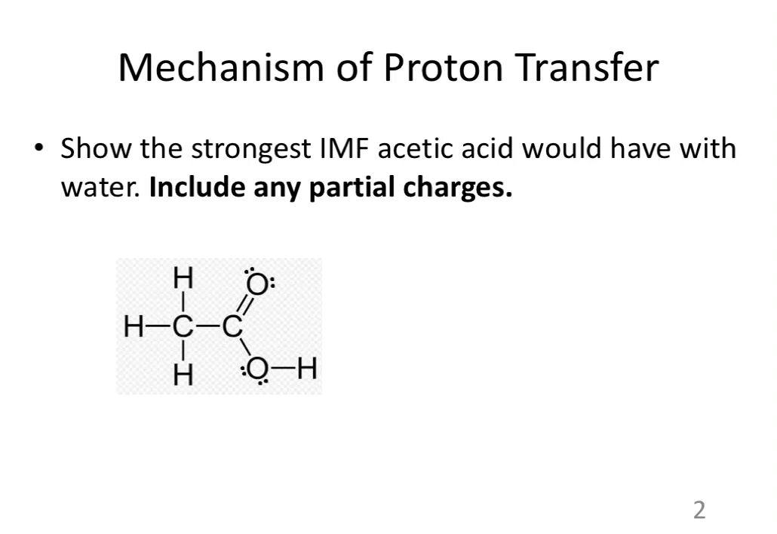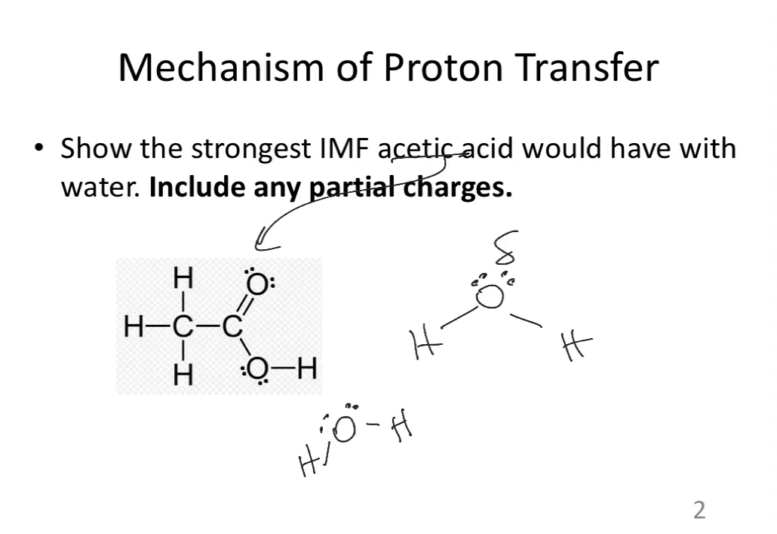So if I asked you to draw the Lewis dot structure for acetic acid, as well as water, and then show the most important or the strongest intermolecular force between those two. And by the way, acetic acid is the acid that's in vinegar, if you didn't know that. I think it's like 5% acetic acid in water. But anyway, so let's show that. Both of these, water and acetic acid, are capable of hydrogen bonding. Let's go ahead and put our partial charges where they go.